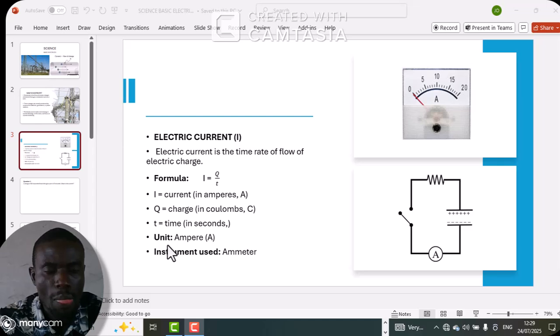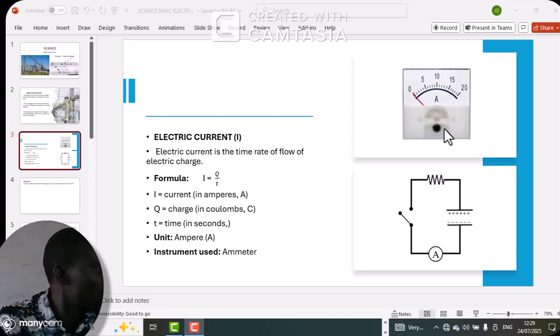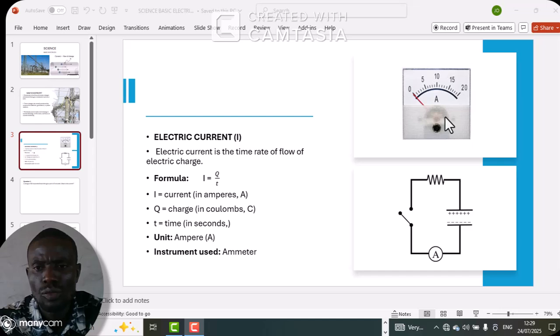Now, the instrument used to measure current is called an ammeter. Look at the diagram here. This is an ammeter, an instrument used to measure current that flows in a circuit. We have different calibrations. This one is from 0, 5, 10. We have some that are 0, 1, 2, 3, and some 0, 0.5, like that.